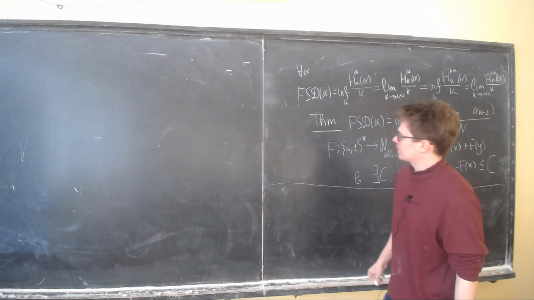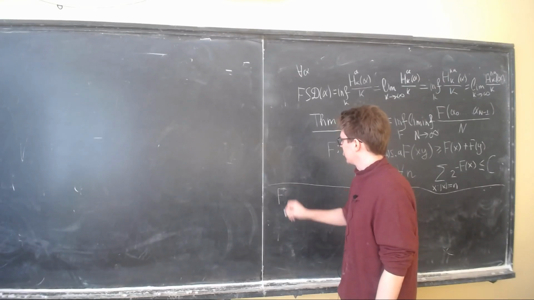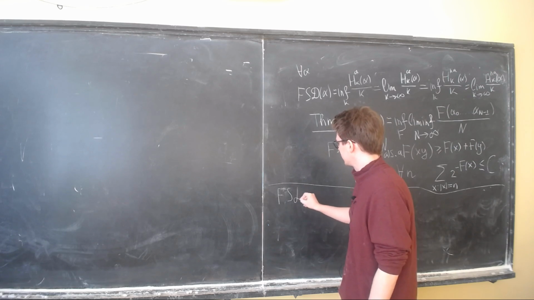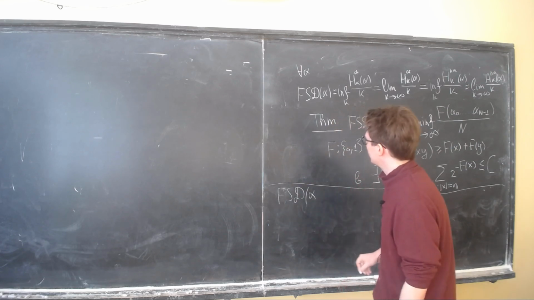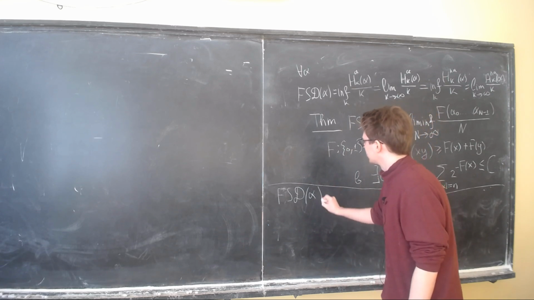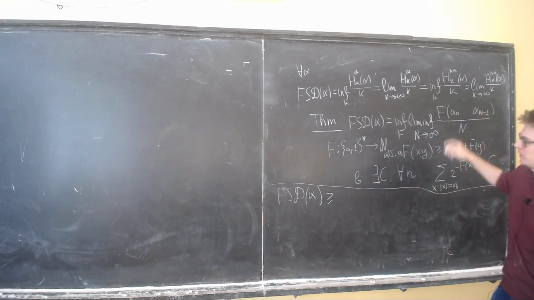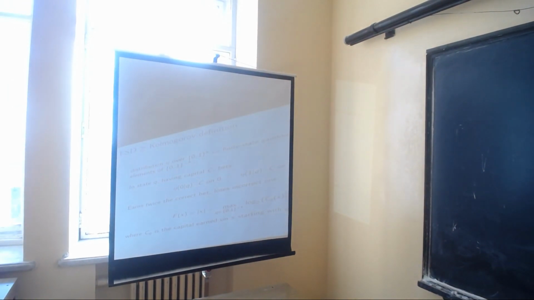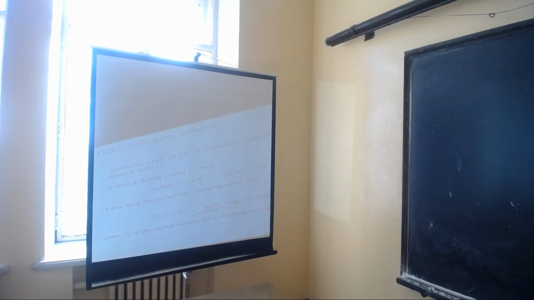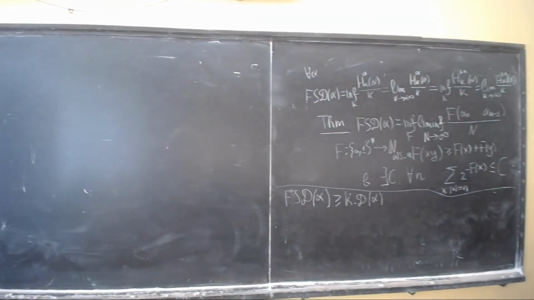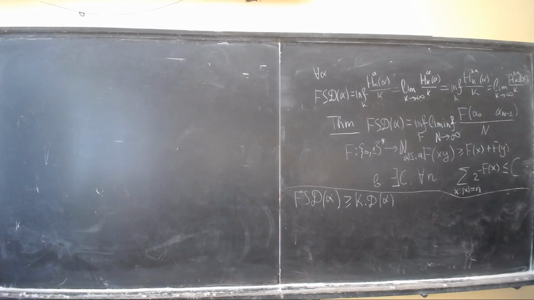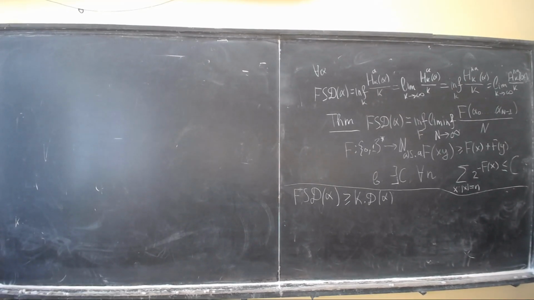So I want to show that the finite state dimension of alpha is at least this thing. Let me call this the Kolmogorov definition of finite state dimension. So how can I prove this? I can do it as follows.